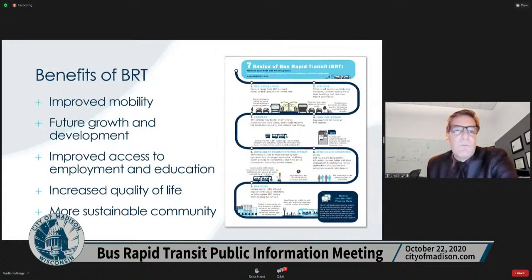Some of the benefits of bus rapid transit include improved mobility, which is actually much faster travel times and frequency. It helps support future growth and development. We know that motor vehicles can't be the only way we access our employment districts. It provides improved access to employment and education, increases the quality of life by both reducing traffic congestion and also reducing emissions. And it's really part of a more sustainable community.